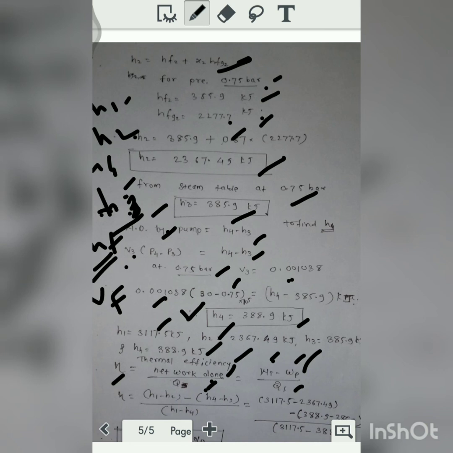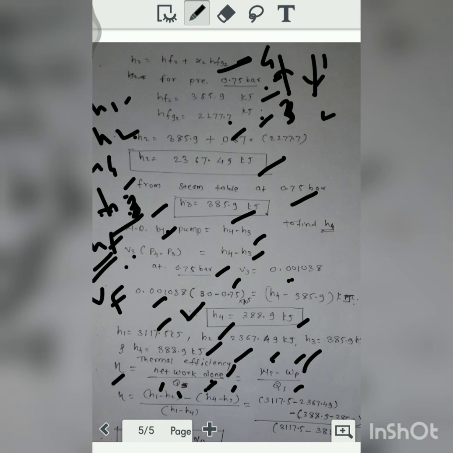Turbine work takes place during process 1 to 2, so turbine work is H1 minus H2. Then minus the pump work, which we know occurs during process 3 to 4, and is H4 minus H3. So we have the bracket H1 minus H2, minus the bracket H4 minus H3, divided by heat supplied.